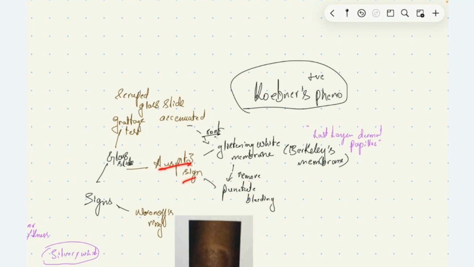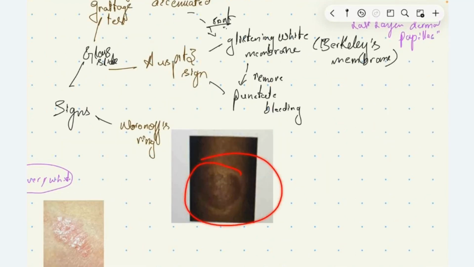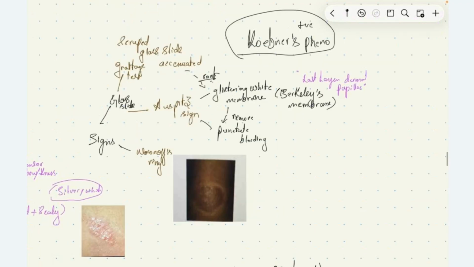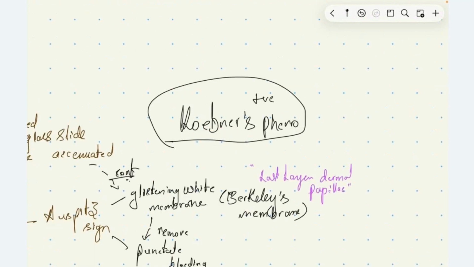So first you will start scraping, the lesion gets attenuated, so it is Grattage test positive. If you continue, you will see the Berkeley's membrane, that is glistening white membrane, which is the last layer of dermal papillae. If you again continue, you will see punctate bleeding, which are the dilated arterioles, that is Auspitz sign positive. We have a hypopigmented ring around the lesion called Voronov's ring, which is associated with this condition. Also, we have Koebner's phenomenon positive in psoriasis, meaning if the patient has lesions and if he has trauma in other sites other than the lesion, he'll develop the primary lesion at the site of trauma. This is called Koebner's phenomenon.